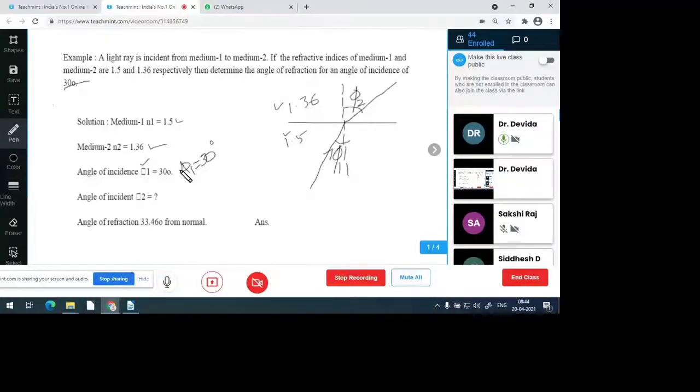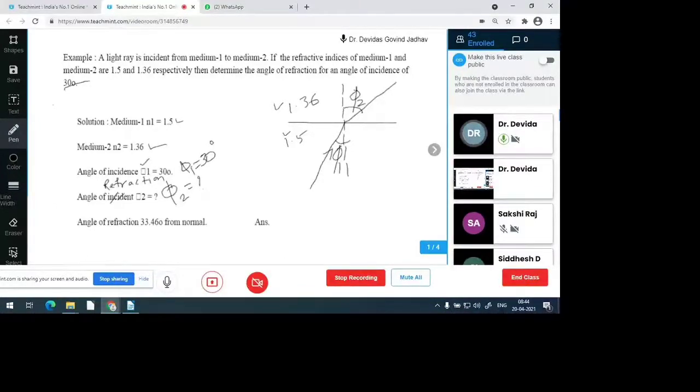Similarly, the angle of refraction phi 2 is how much? Angle of refraction, question mark, that we have to calculate. The answer is also given, readily available to check afterwards, but we will check it after calculating phi 2. So how to calculate phi 2 with the help of Snell's law?